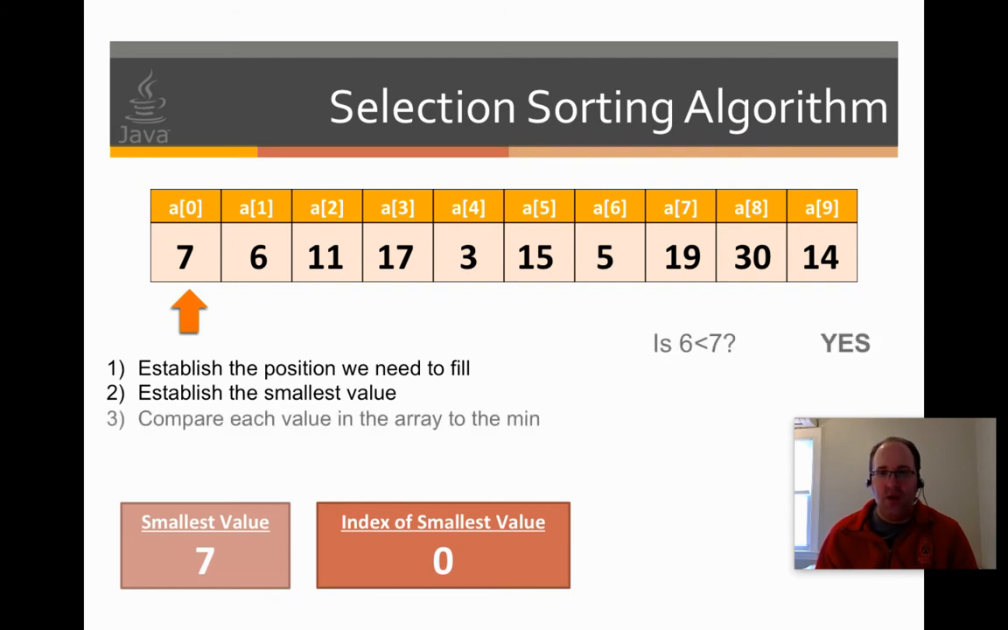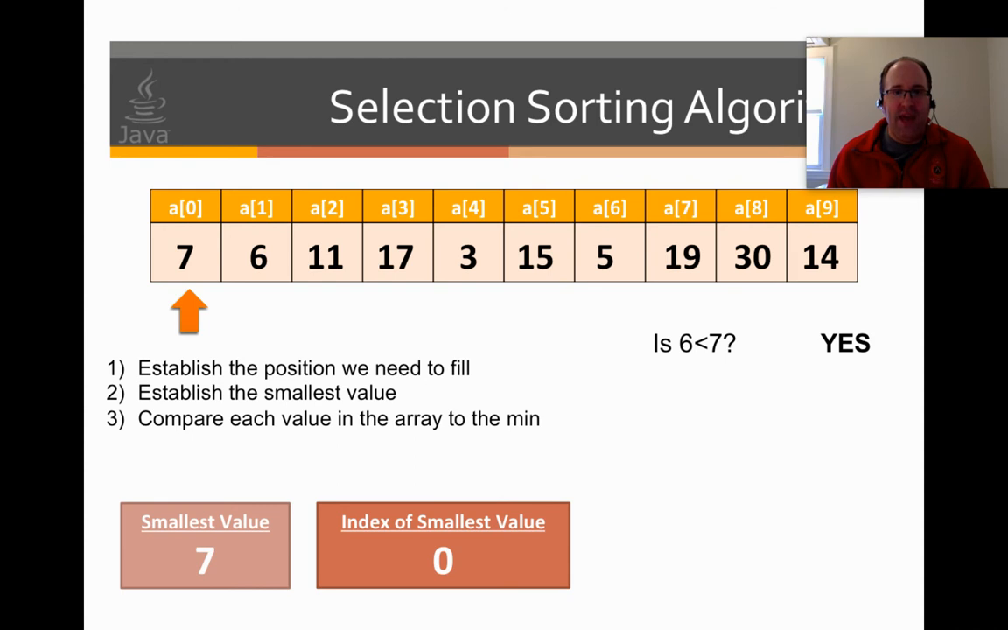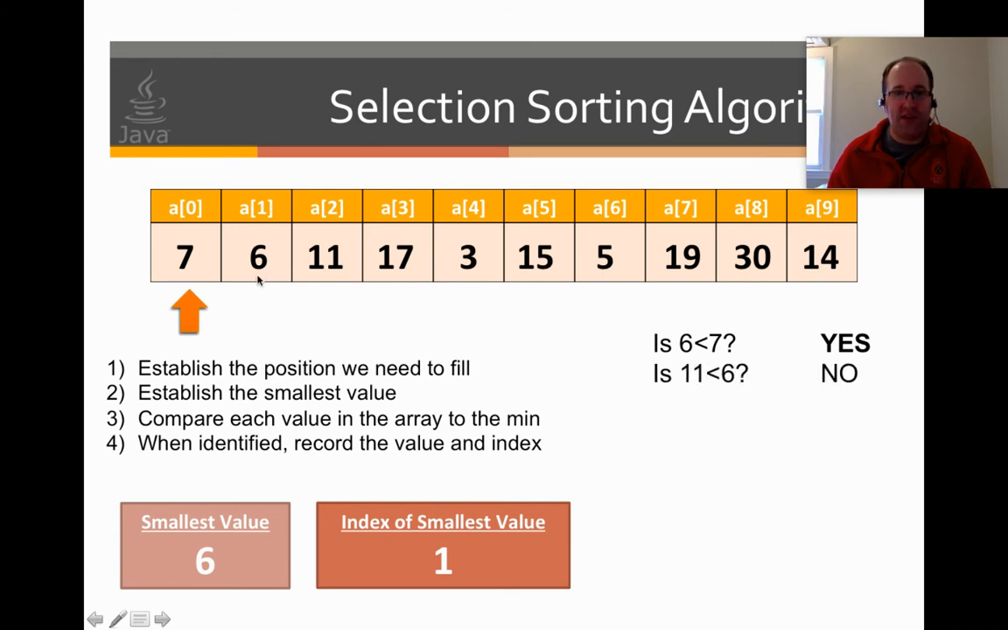And now we're going to go element by element and try to see, is there anything else smaller than the 7? Great. So on the next, is the 6 smaller than the 7? Yes, it is. So now the smallest known value is 6, and the index of the smallest value is 1. Great. And we're going to keep going. Is the 11 smaller than the 6? No, it's not. Is the 17 smaller than the 6? No, it's not. Is the 3 smaller than the 6? Yes, it is. The 3 is now the smallest known value, and it's currently sitting here at position 4.